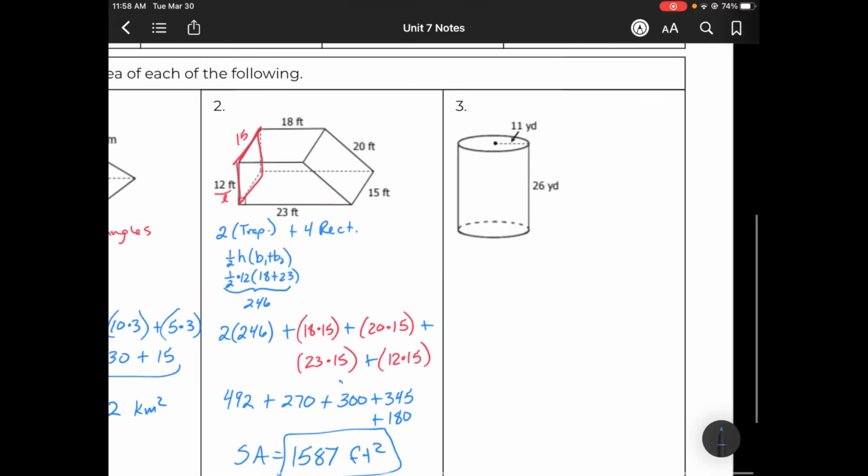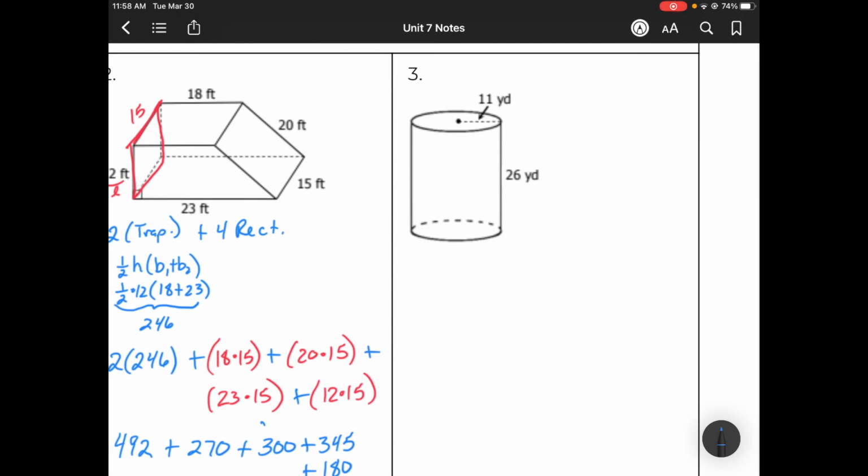All right, let's try one more. This is our first cylinder. Cylinders have a special, unique surface area problem because that curved surface, remember, is a rectangle. So we really can break this down and memorize this specific surface area formula: 2 pi r squared plus 2 pi r h.